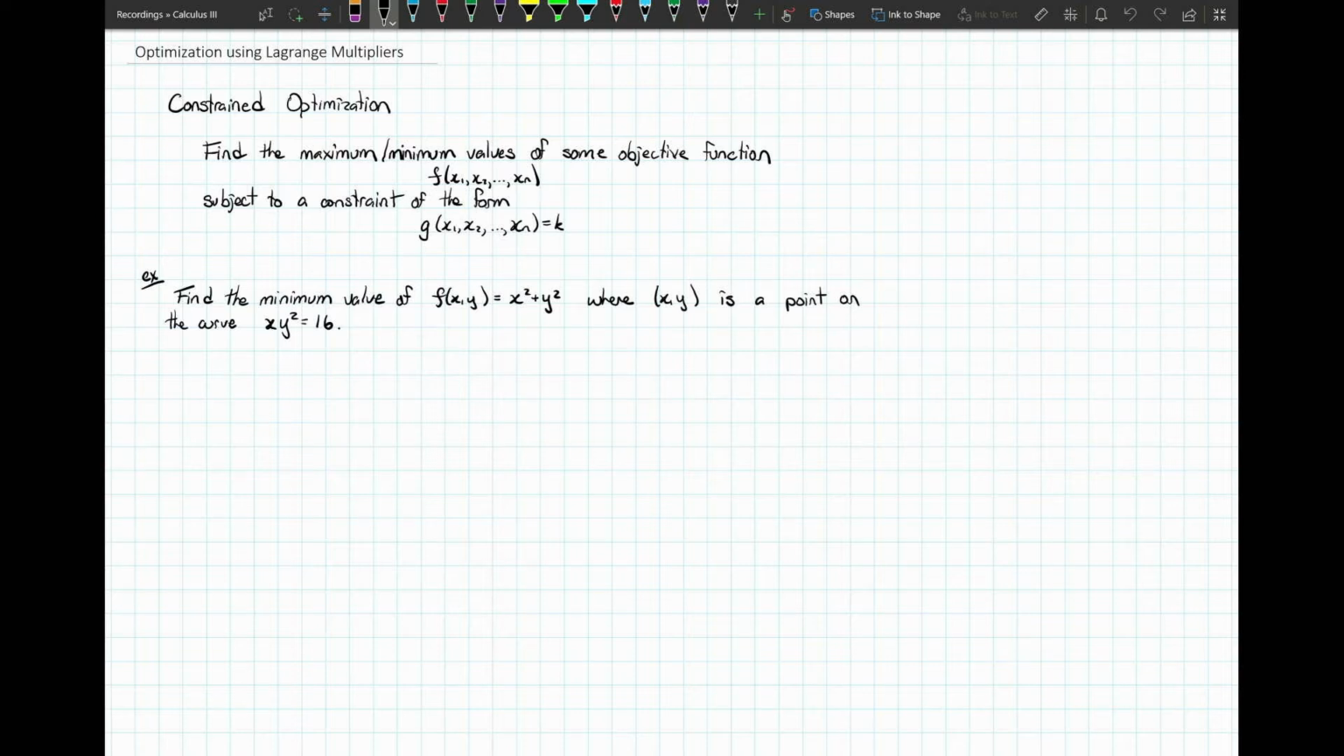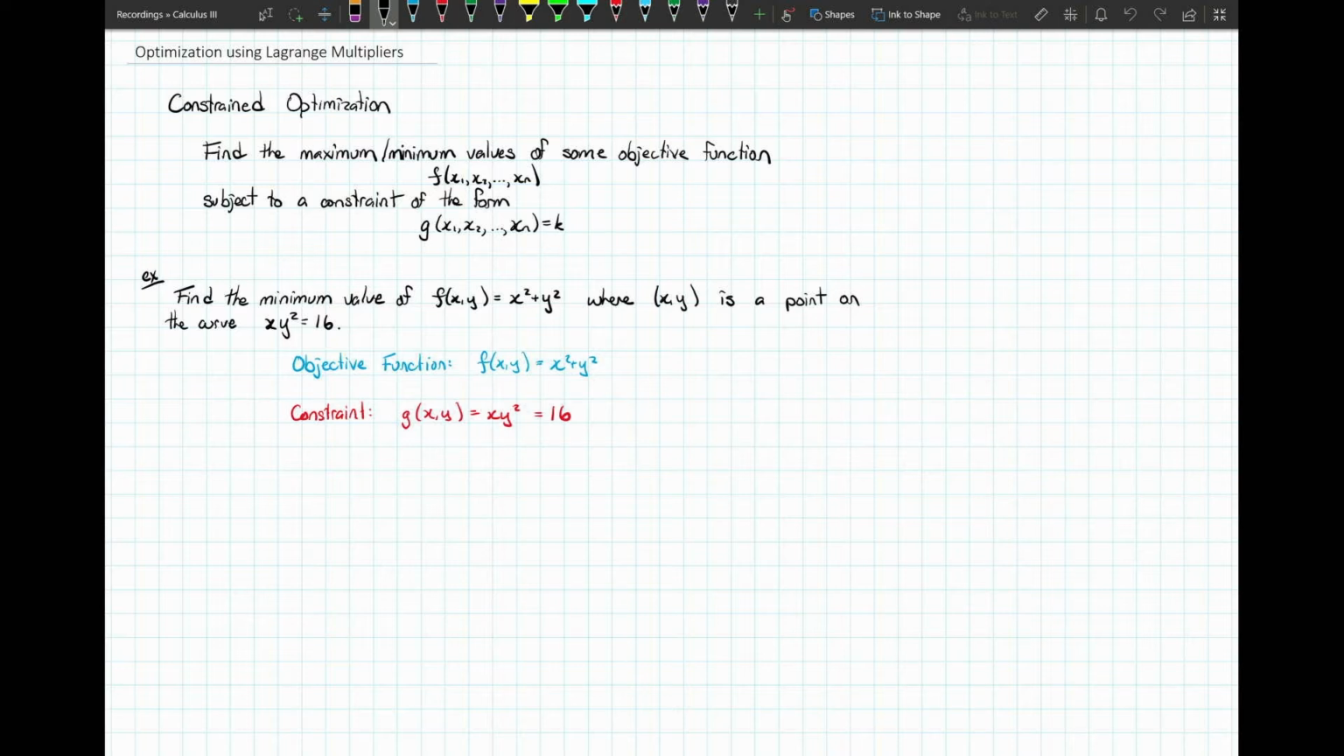Let's try to find the minimum value of the function f of x,y equals x squared plus y squared, where x,y has to be a point specifically on this curve xy squared equals 16. Right away, we should at least name these two functions. Our first function, f of x,y, that's our objective function. That's our goal, to try to make f of x,y equal to the minimum value possible. And this curve, xy squared equals 16, we can picture that as a function as well. We can let g of x,y be xy squared, and in this case, g of x,y has to equal 16.